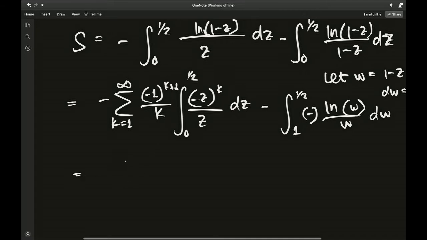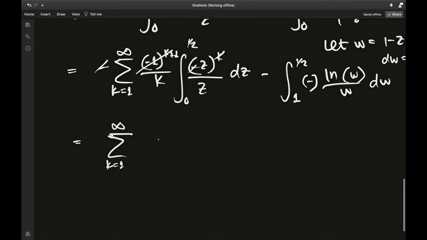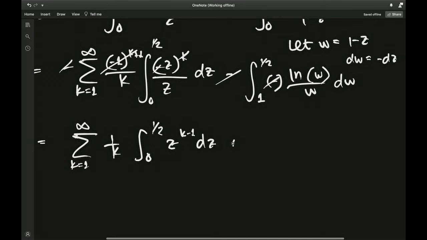And now you can take a minus 1 to the k, this guy and this negative, everything will cancel out to 1. So you have sum from k equals 1 to infinity, 1 over k, integral from 0 to half z to the k minus 1 dz. This minus and this minus will cancel off. We have natural log of w and a w. So again, if you want to use u substitutions, you can. You just have half natural log squared of w evaluated from 1 to half.